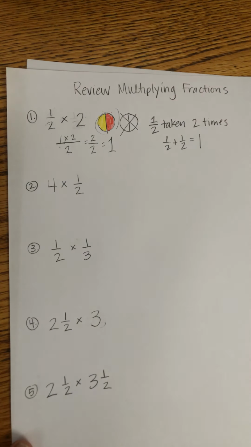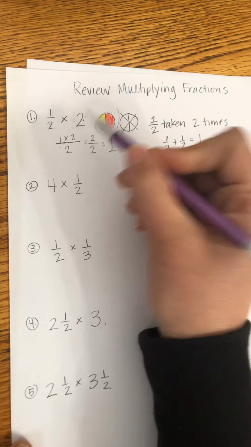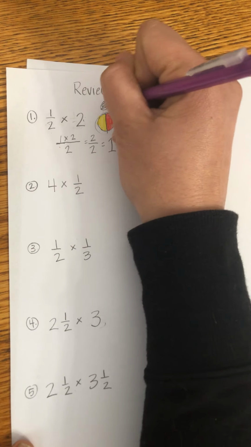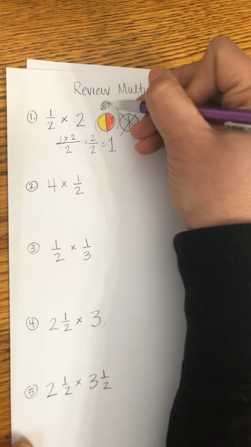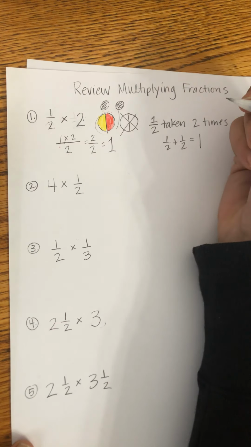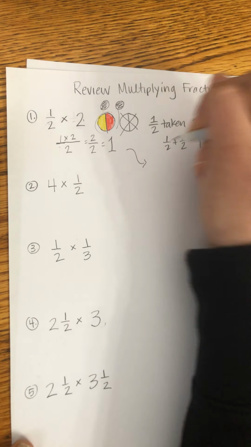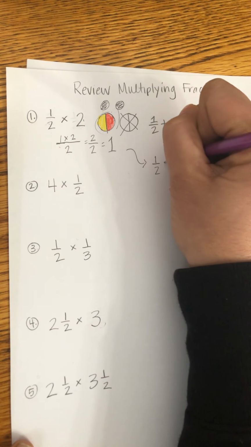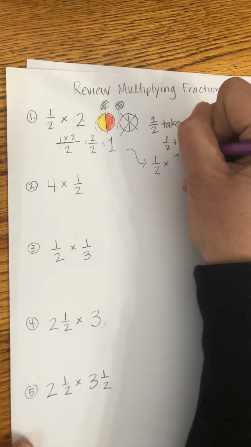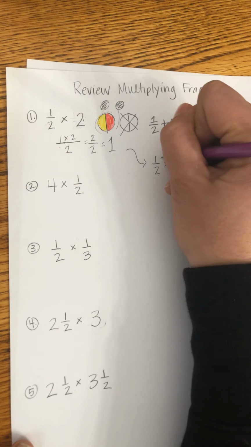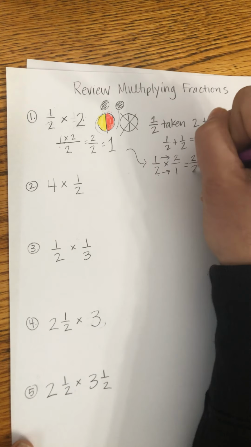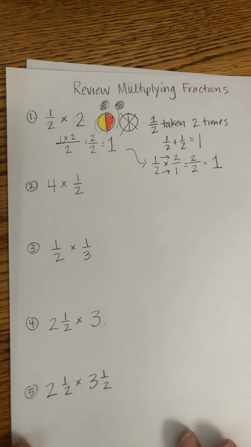Another way of doing that also is turning this whole number into a fraction. Well, if you do draw out 2 wholes, each one of these wholes is over 1, right? Is worth 1. So 2 of them would be 2 over 1. So another way of doing this mathematically is doing 1/2, which is your original fraction, and then turning this whole into 2 over 1, and then multiplying straight across. So 1 times 2 is 2, and 2 times 1 is 2, which is equivalent to 1 whole.